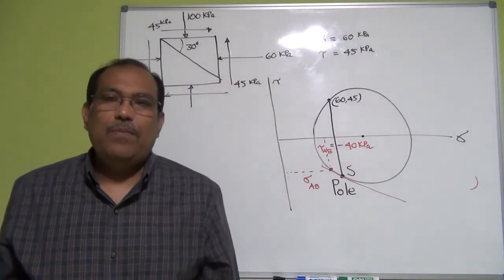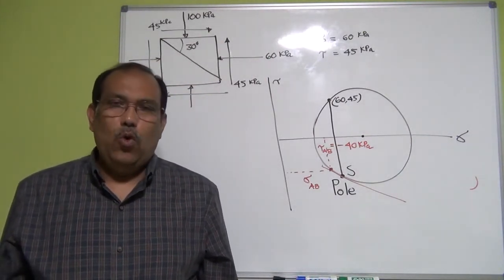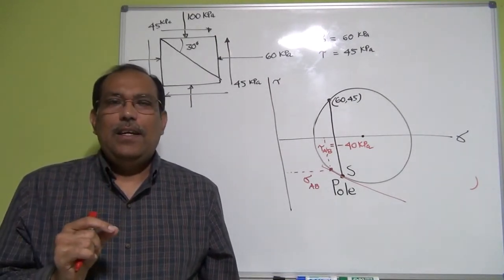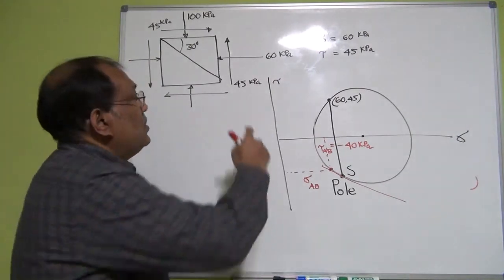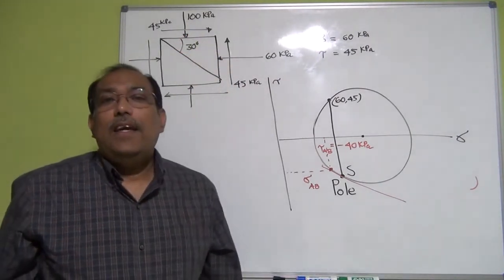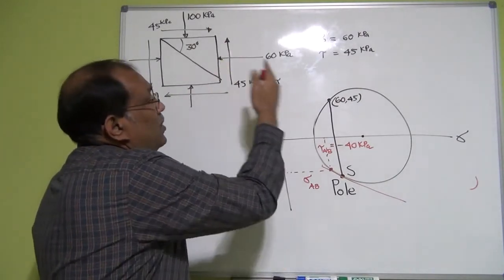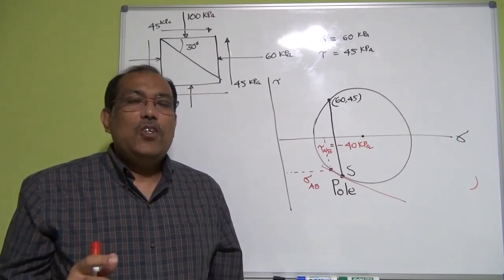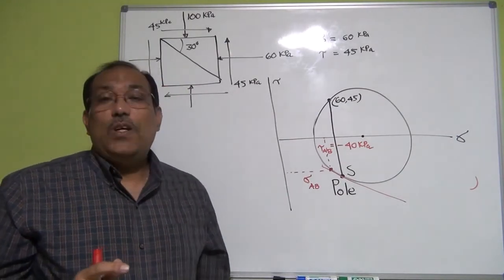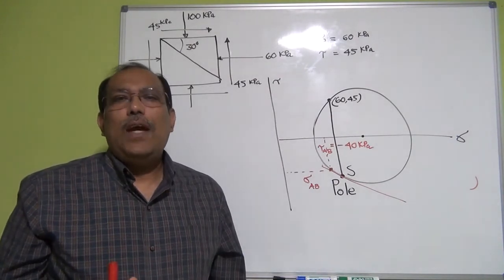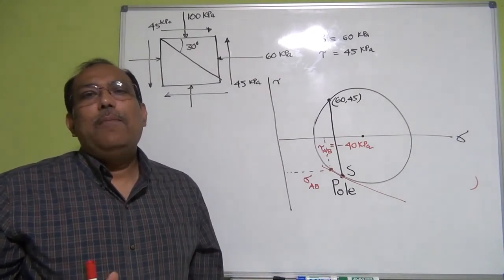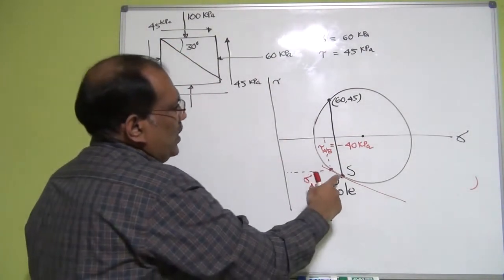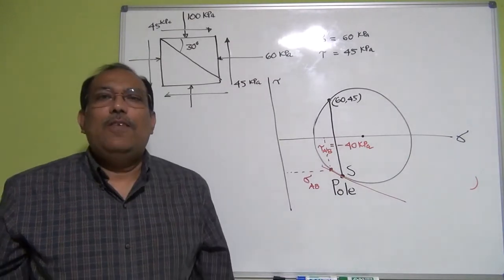Okay, one more time. If you know the location of the pole, the pole is a unique point. It doesn't change whether you consider this side or that side. Every time you have to look at the right side and draw your pole. Once you have your pole, to get the shear stress or normal stress at any particular plane, you draw a line parallel with that plane and see where it intersects the circle.